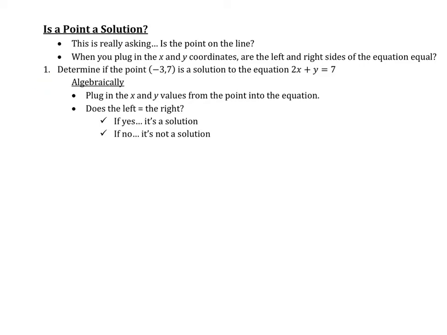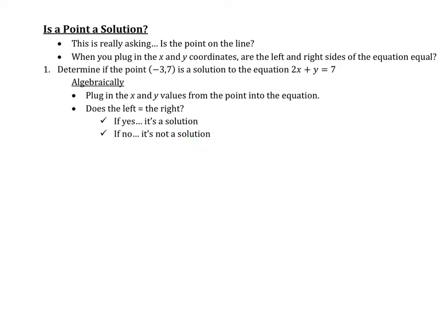So we have an example here to try this out. Determine if the point negative 3, 7 is a solution to the equation 2x plus y equals 7. Algebraically we're going to do these two steps. We're going to plug in the x and y values from the point into the equation. They gave us this point negative 3, 7. We're going to plug that into the equation, x in for x, y in for y. And then we're going to ask this question: does the left-hand side equal the right-hand side? If the answer is yes, then it's a solution. If the answer is no, it's not a solution.